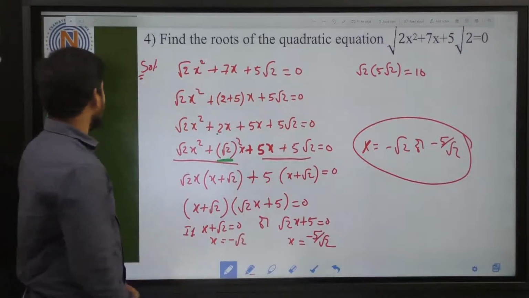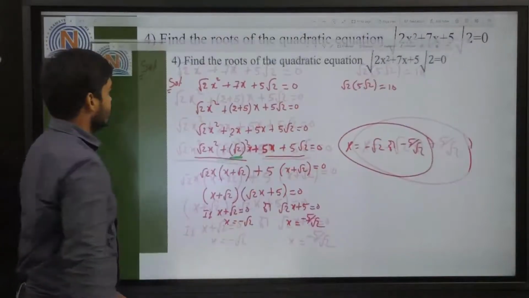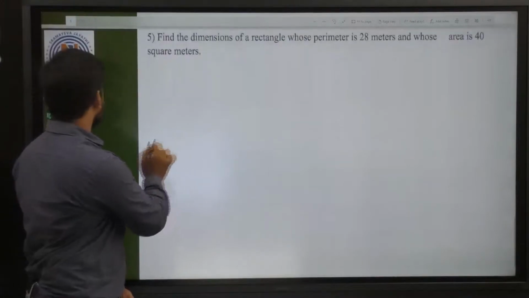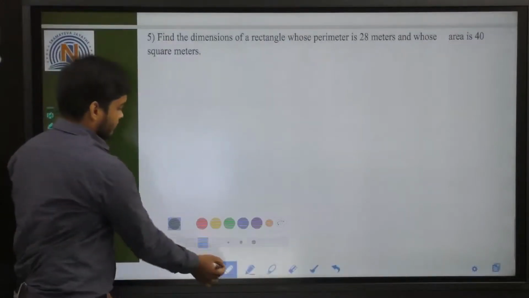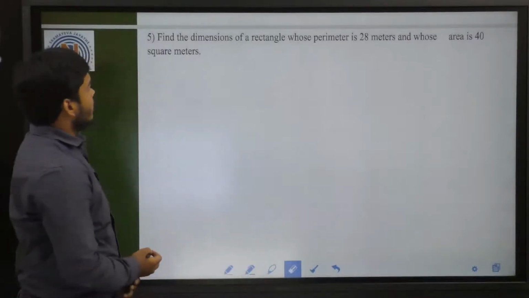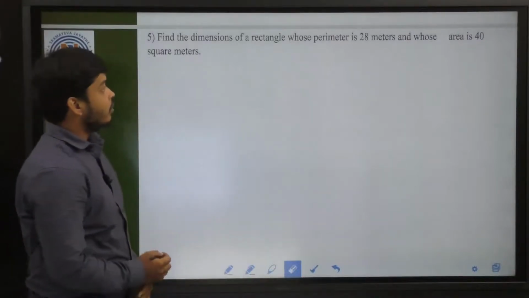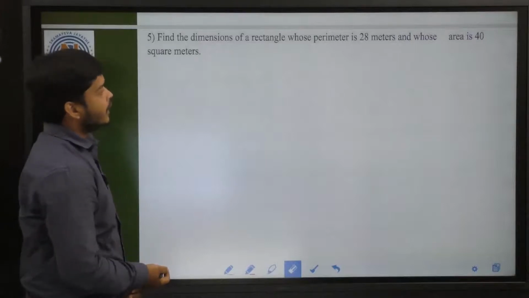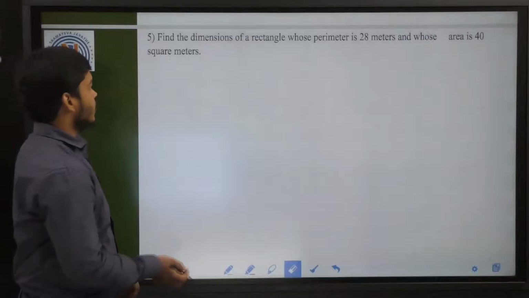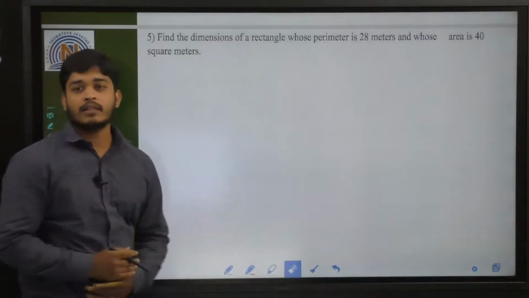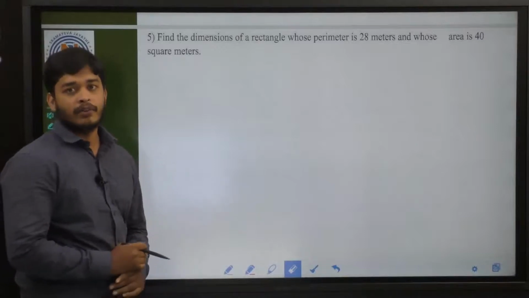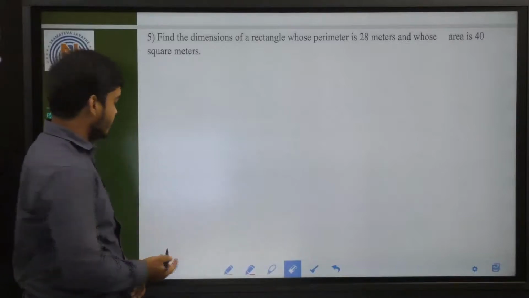Now coming to the next one. The dimensions of a rectangle whose perimeter is 28 meters and whose area is 40 square meters. So what is given? He is giving two relations. One is the area of a rectangle, another one is the perimeter of a rectangle.